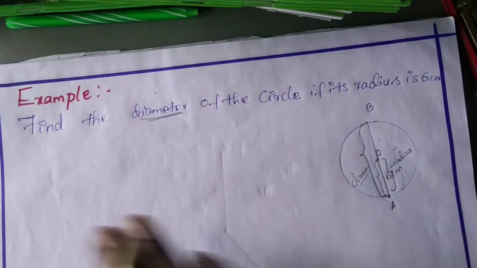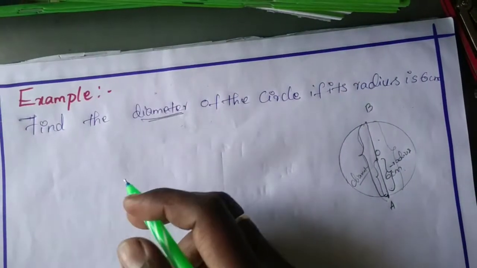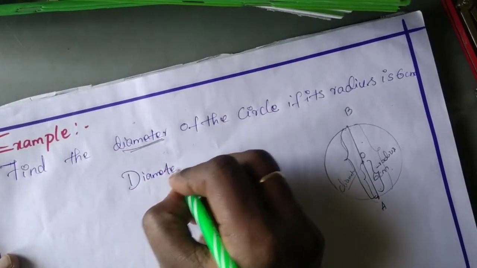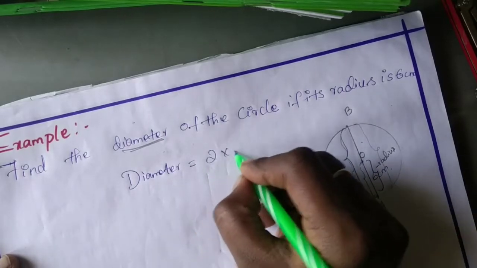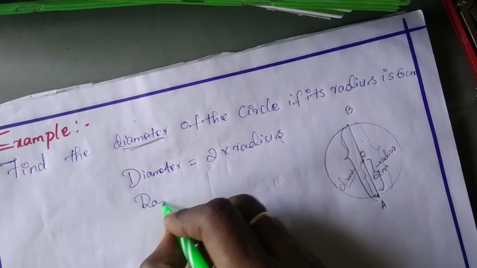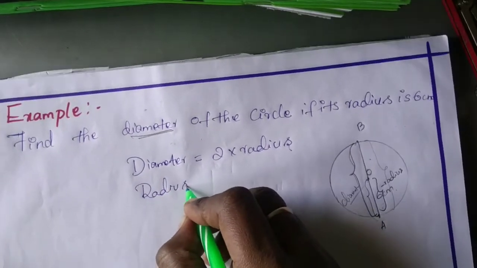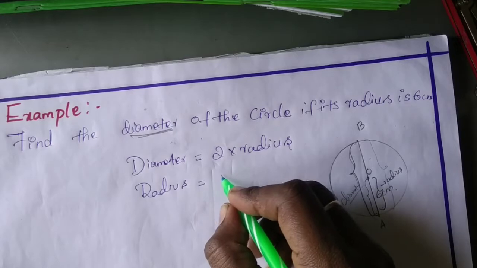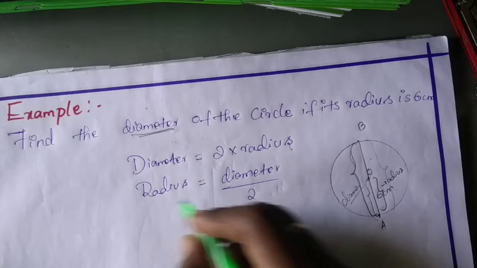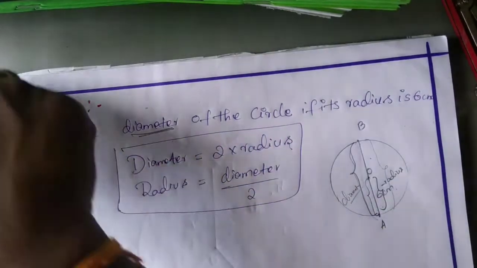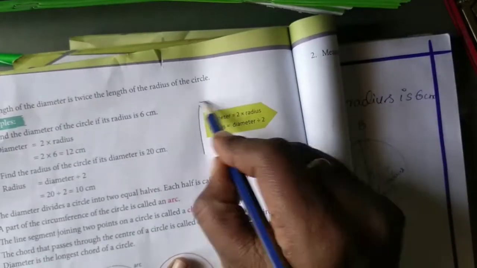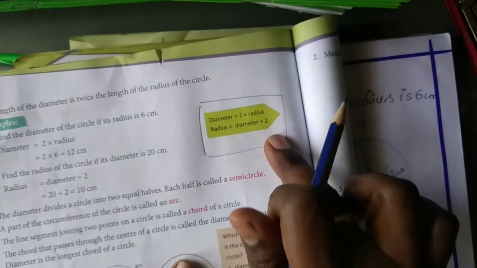12 is the answer. But we have one formula. Always remember this. Diameter is equal to 2 into radius. Diameter is equal to 2 into radius. Similarly, radius is equal to diameter divided by 2. Guys, please understand this. So learn this formula by heart. Take your textbook and mark these 2 formulas. It's a very, very important formula.